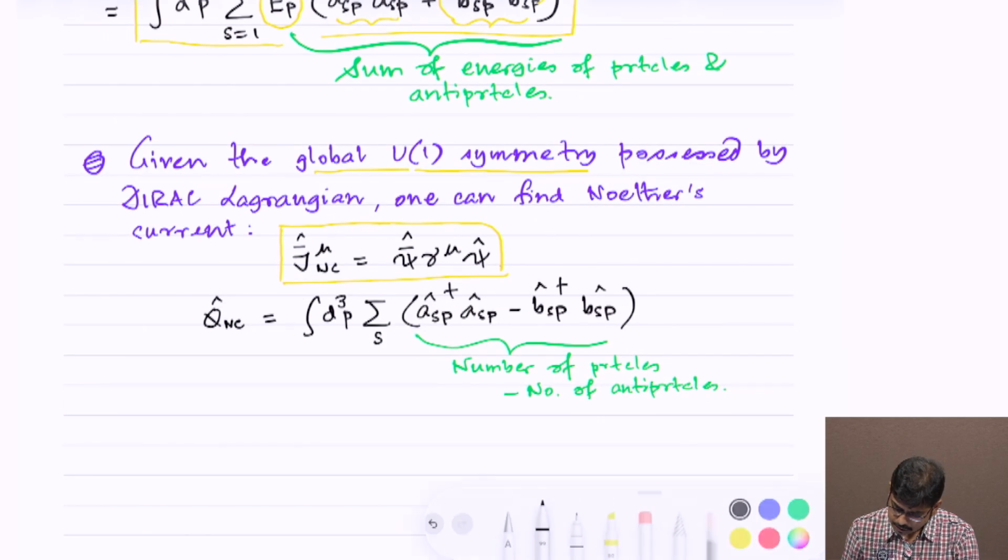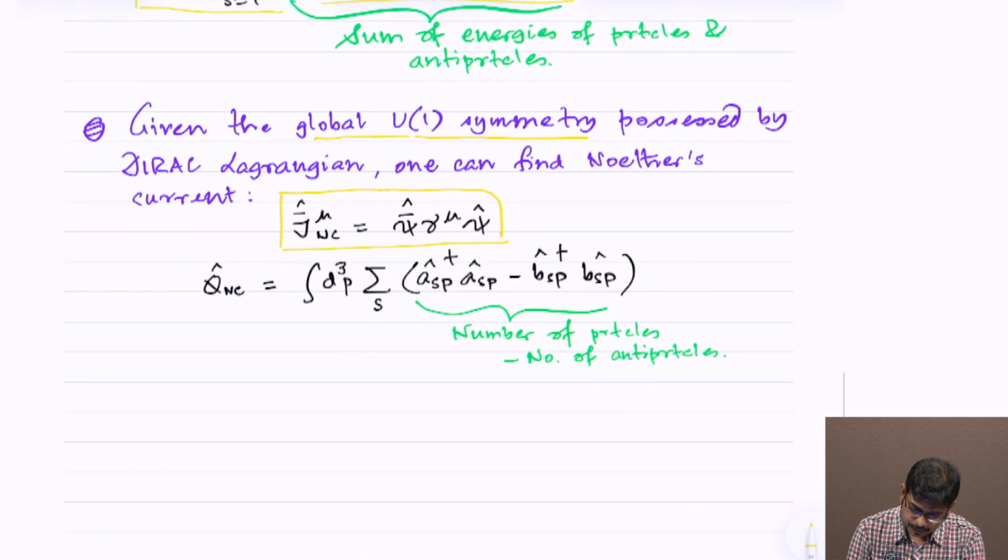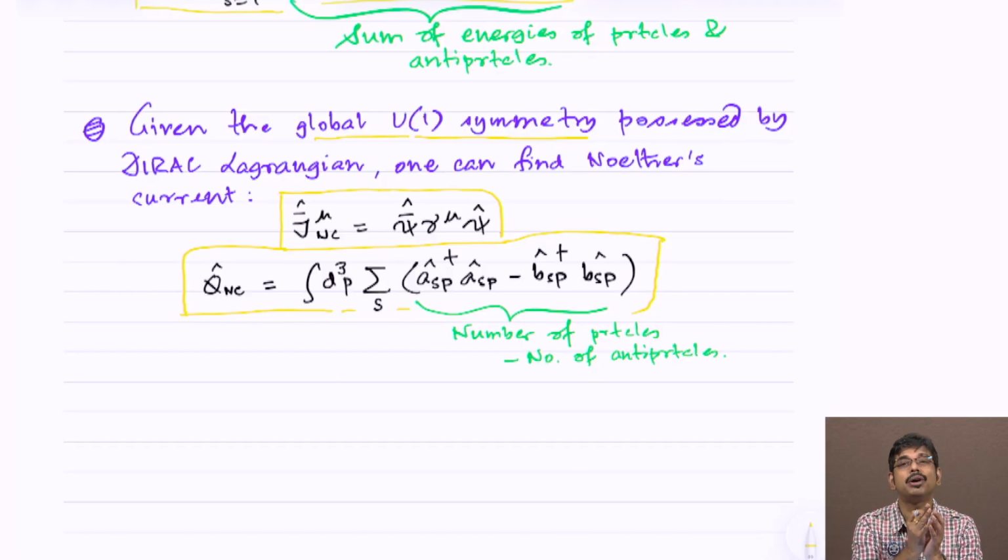And similarly, you can also derive the Noether charge, and that will come out to be something like sum over S of ASP dagger ASP minus BSP dagger BSP. And this is very interesting because the charges of the electrons and positrons differ, right? Electrons have -1 charge whereas positrons have +1 charge. So, the conserved charge here is essentially the number of electrons minus the number of positrons.